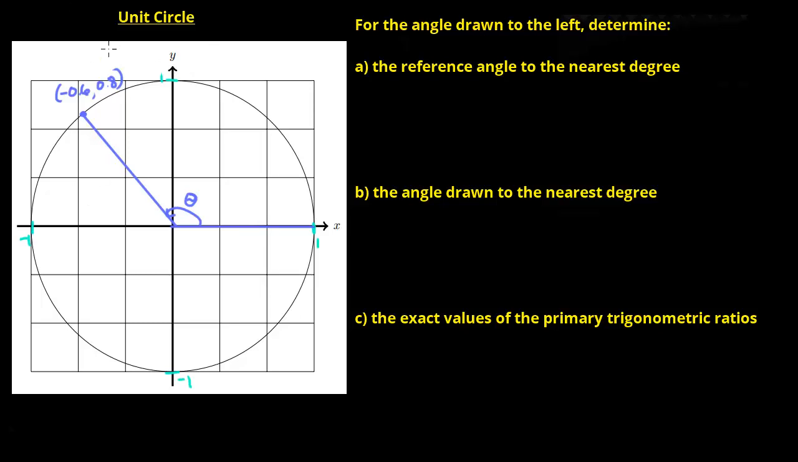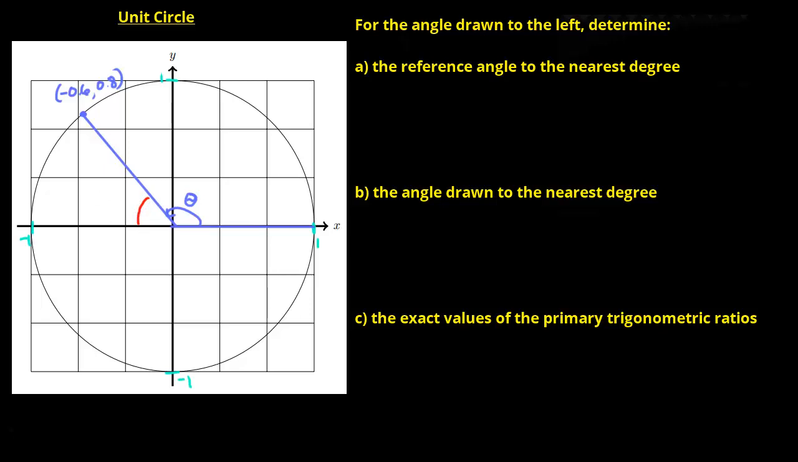Hi everyone, in this video we continue our examination of the unit circle and we work through an example involving the unit circle. So here we're told for the angle drawn to the left, determine the reference angle to the nearest degree. Now recall how the reference angle is actually defined. The reference angle is defined as the angle drawn between the terminal arm and the x-axis.